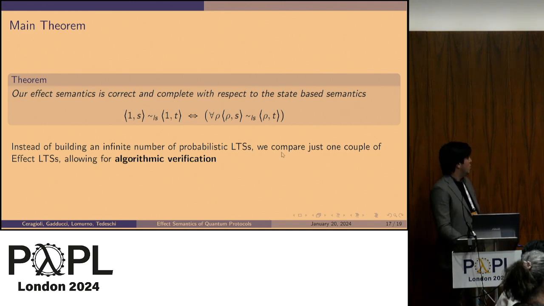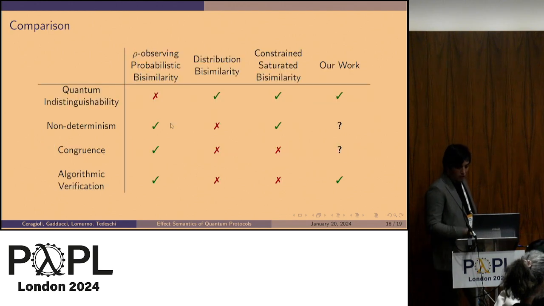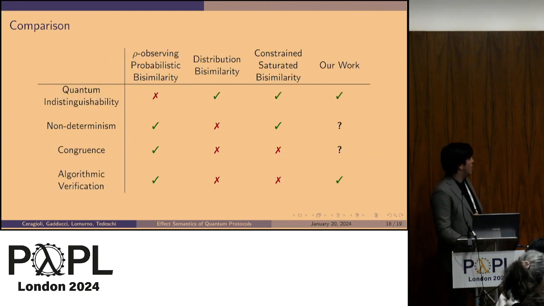This means that two processes are bisimilar in the Heisenberg approach if and only if they are bisimilar when we plug the state inside it. And this means that instead of building an infinite number of probabilistic LTS to compare if two protocols, if two processes in general, are bisimilar, we compare just one couple of effect LTS, allowing for algorithmic verification. So this is the situation we have now. We have improved. We now also have the possibility for algorithmic verification.